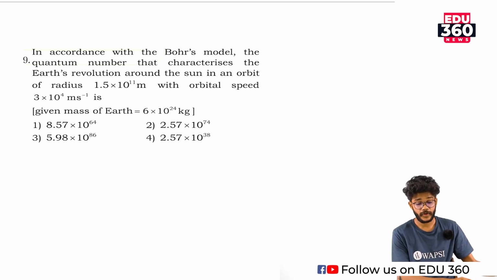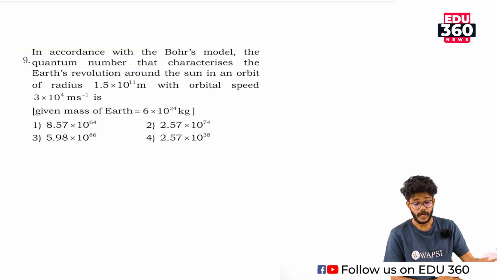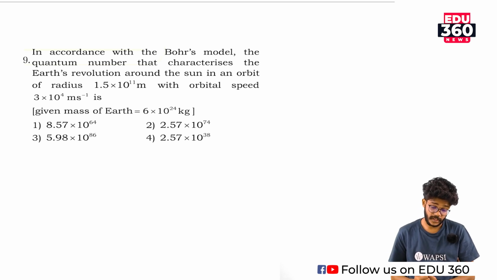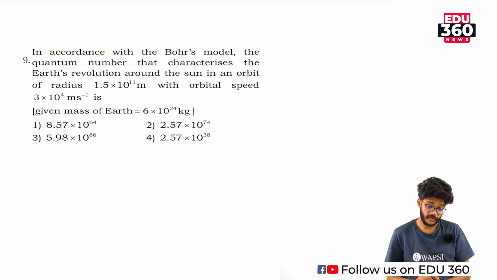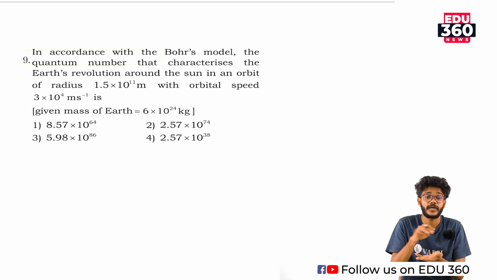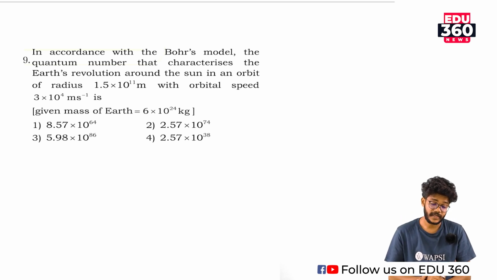In accordance with the Bohr model, the concept is about the Bohr model. We need the quantum number that characterizes the Earth's revolution around the Sun in an orbit of radius 1.5 into 10 raised to 11 meter, with an orbital speed of 3 into 10 raised to 4 meter per second. The mass of Earth is given as 6 into 10 raised to 24 kilogram. So mass, radius, and speed are given.